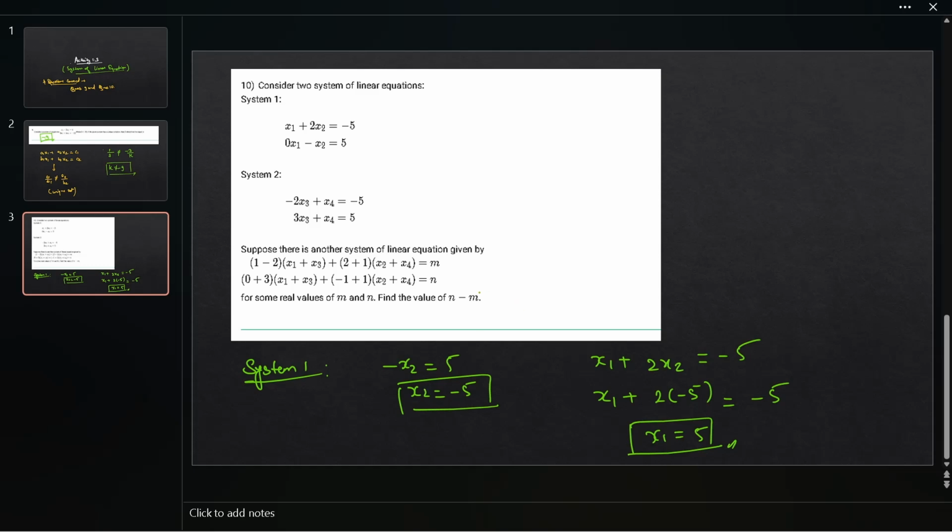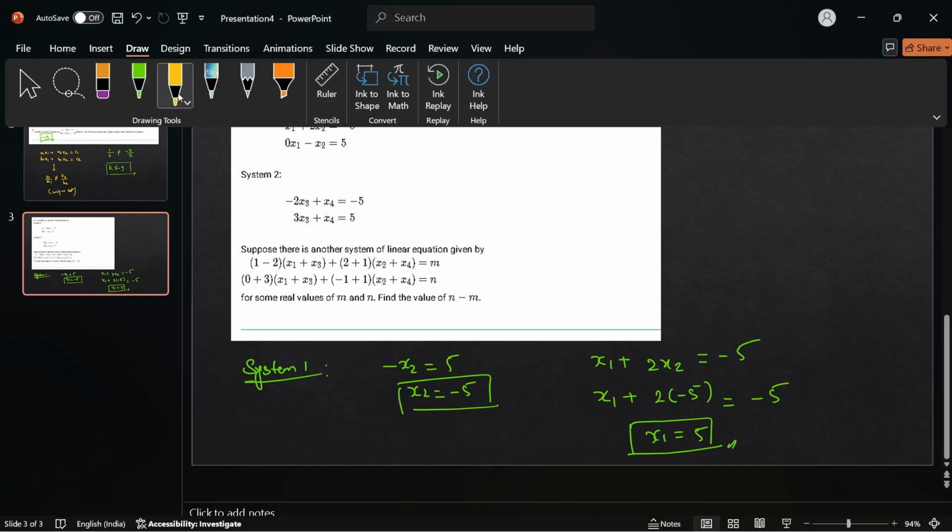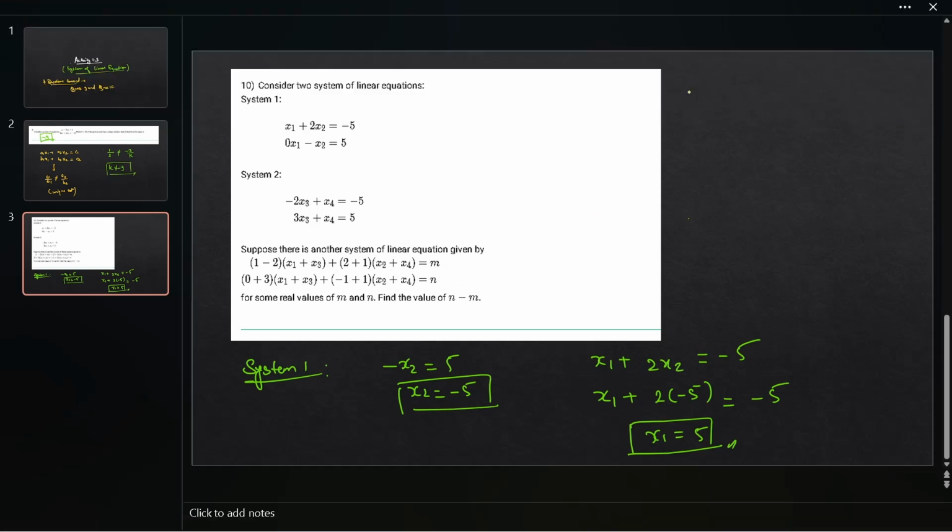Now, similarly, let's solve system 2 as well. So in system 2, we have minus 2 times x3 plus x4 equal to minus 5 and 3 times x3 plus x4 is equal to 5. So our plan is to subtract both the equations. So if we subtract both the equations, we get minus 5 times x3 equal to minus 10.